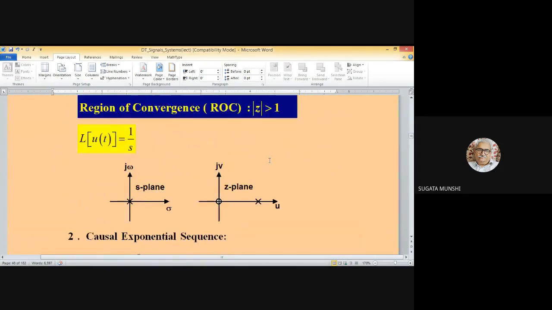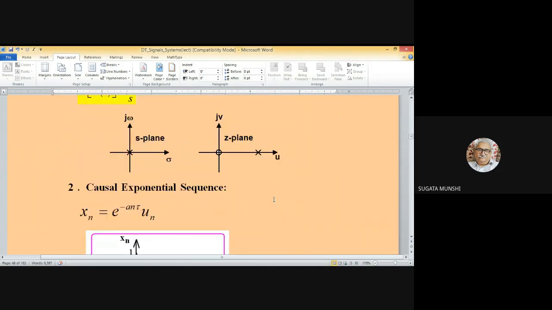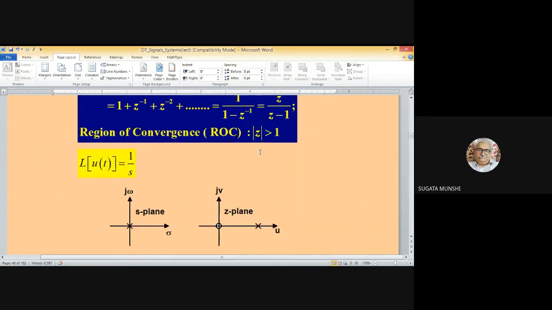For the step sequence, this is the expression for the Z transform, given magnitude of Z is greater than 1. So where is the pole located? Here, Z equal to 1. That is at the boundary. So this is lying at the boundary of the ROC because the region of convergence is the exterior of a circle centered at origin in the Z plane with unit radius.